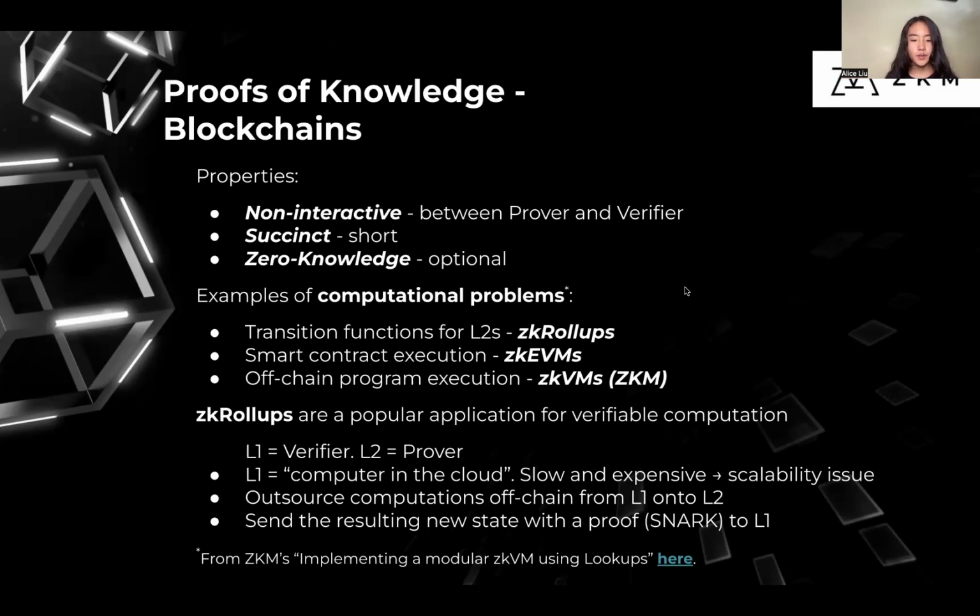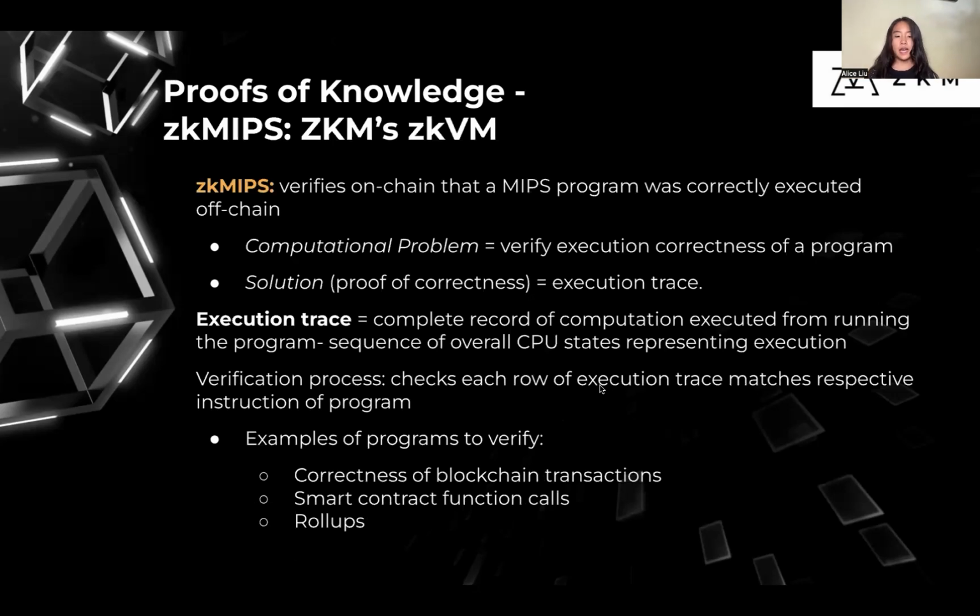Another example is the execution of smart contracts, which is the main function of zkEVMs. Those smart contracts are typically written in Solidity, and the EVM verifies the execution of that contract. Now, a third example is the execution of off-chain programs as seen in zkVMs. So in ZKM's case, an off-chain MIPS program is given, and zkMIPS will verify the execution of that program on-chain.